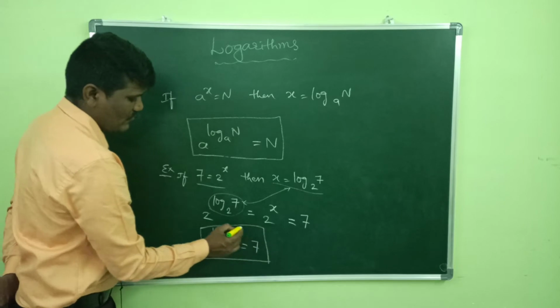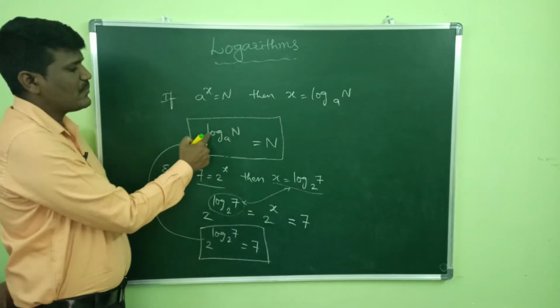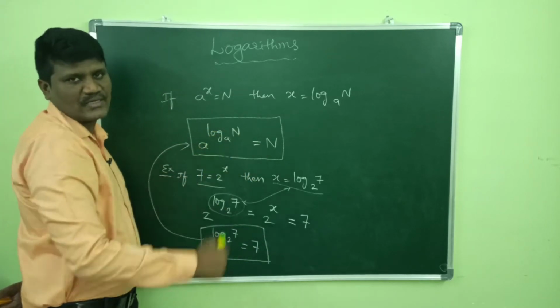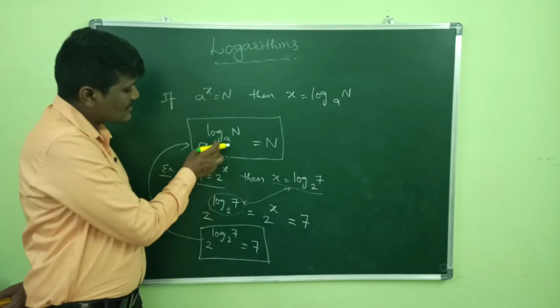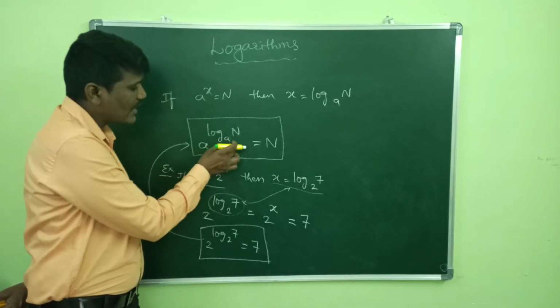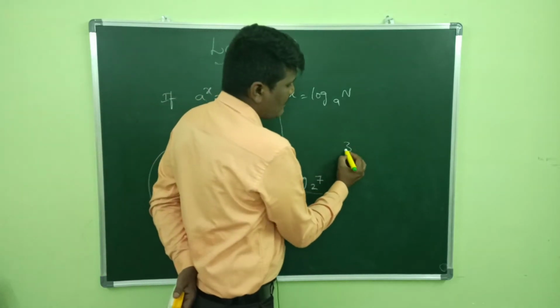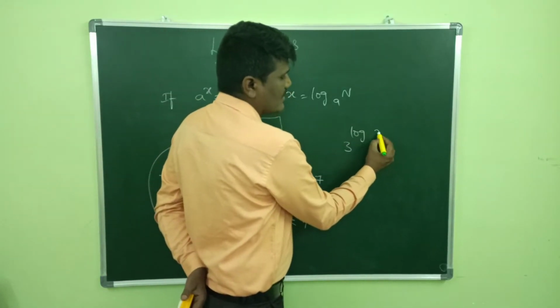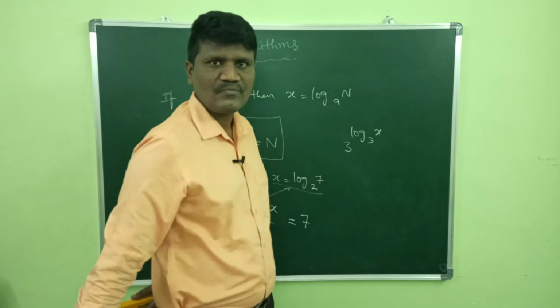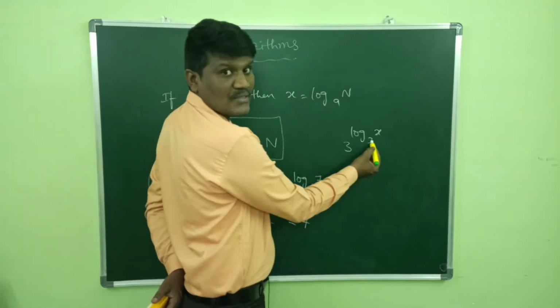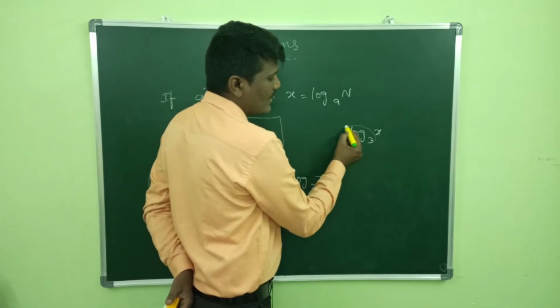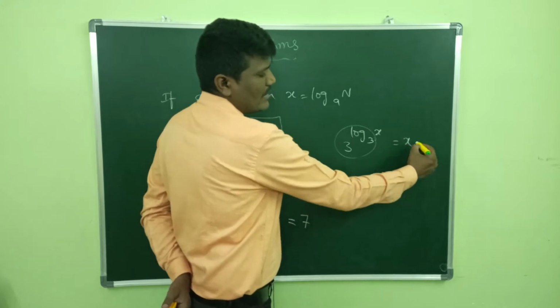This is the same formula: a power log n to the base a is equal to n. These two should be the same. The power and the base of the log should be the same. If you take one more example, 3 power log x to the base 3, this power and this base are both the same, so the value is equal to only x.